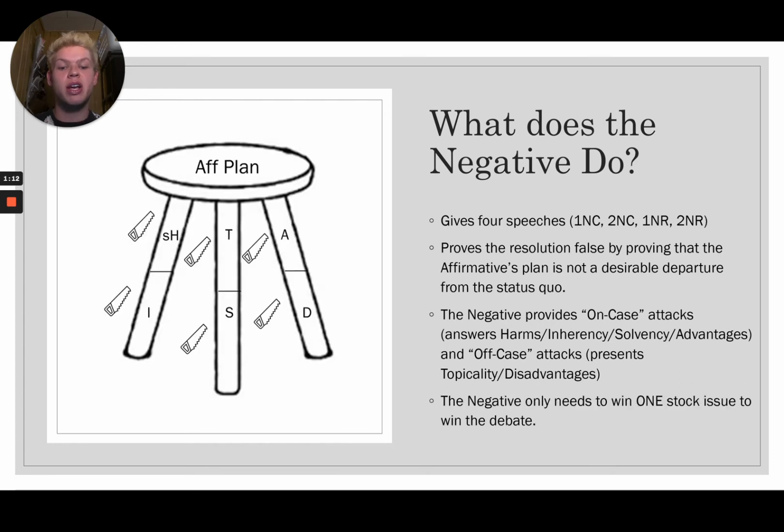And speaking of the stock issues, the negative needs to only win one stock issue to win the entire debate. So think of if the affirmative is trying to build a stool, the negative is trying to saw the legs off of that stool. And if you were able to cut off any part of any of the 3 legs, then the stool is going to fall over, which means that you as the negative will win the debate.